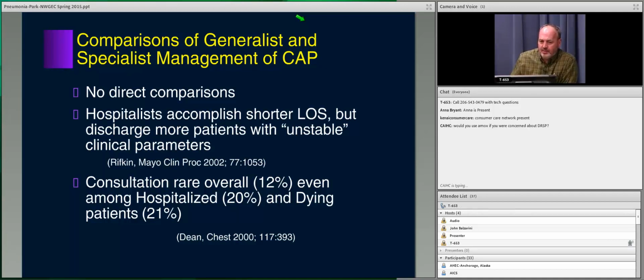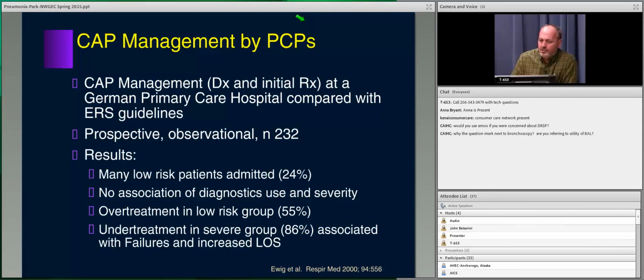This must have been studied, right? Actually not really. But hospitalists, as opposed to generalists, usually accomplish shorter lengths of stay, but discharge more patients with unstable clinical parameters. This is the kind of thing you can identify in an administrative database. And consultation of specialists is pretty rare overall, even among people who are hospitalized and dying. So we're available.